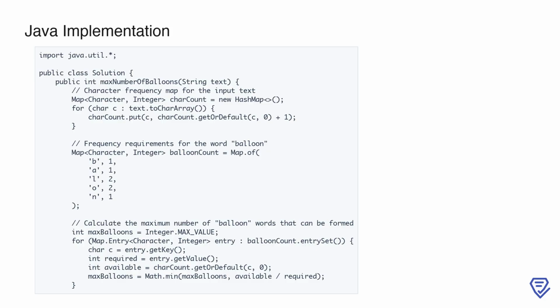Next, we define another map that represents the frequency requirements for each character in the word balloon. For example, the word requires 1 B, 1 A, 2 Ls, 2 Os, and 1 N. With these two maps, the next step is to calculate the maximum number of balloon words that can be formed. We initialize a variable, maxBalloons, to the maximum possible integer value. Then, for each character needed in the word balloon, we calculate how many times it can be contributed by the input text. This is done by dividing the available count of the character by its required count, and we continuously update maxBalloons to the smallest result among all the characters.